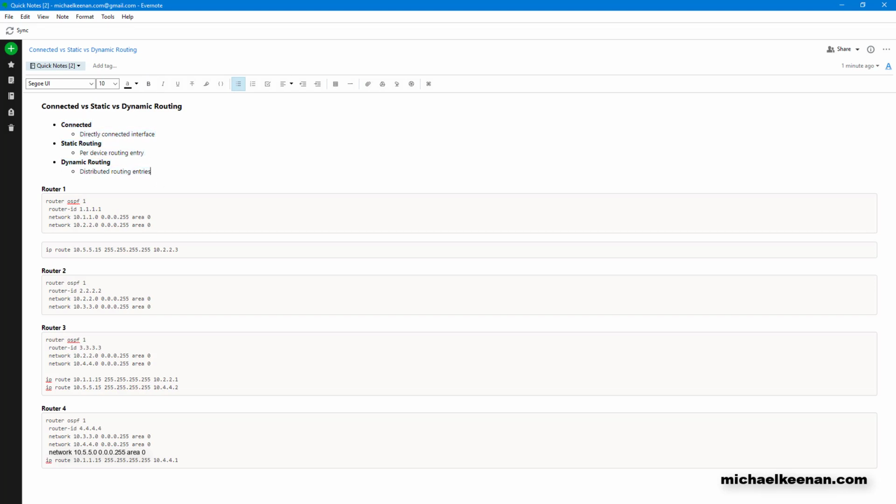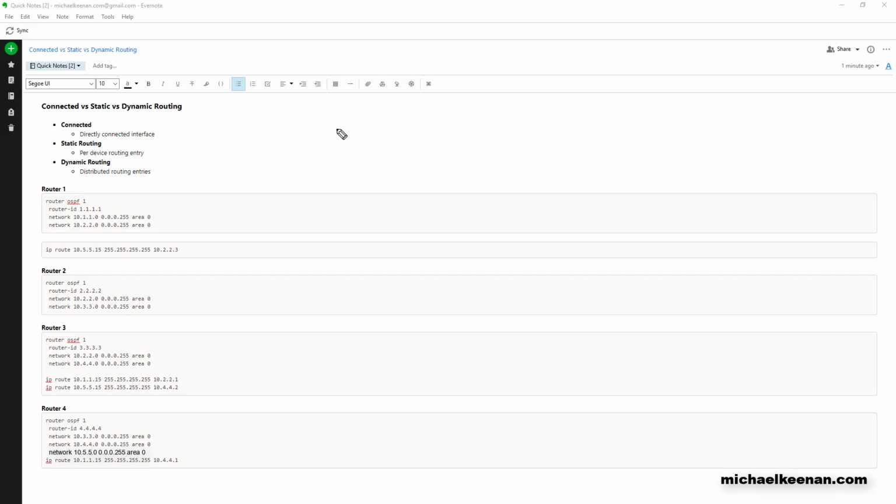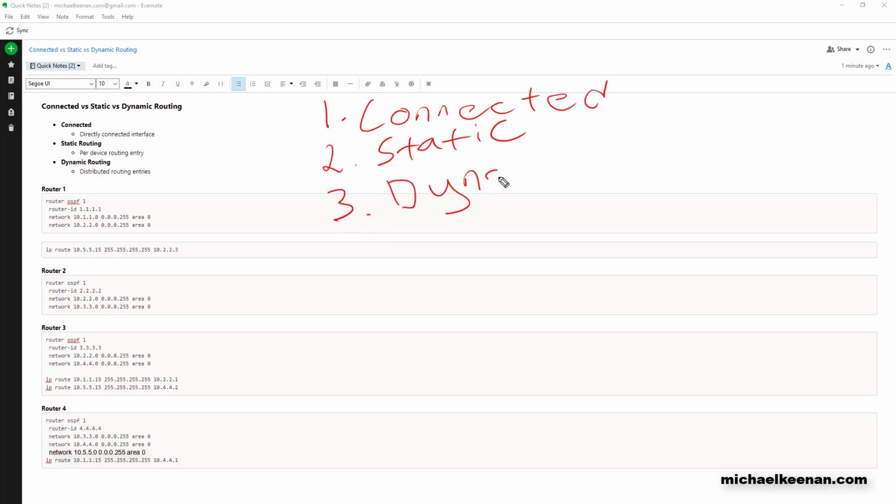An important thing to remember is that certain routes will trump other routes, with what is known as a metric. So connected routes are always going to be number one. Static routes will be number two. And dynamic routes will be number three. So that's the order of importance. Connected routes will always trump static routes, and static routes will always trump dynamic routes.